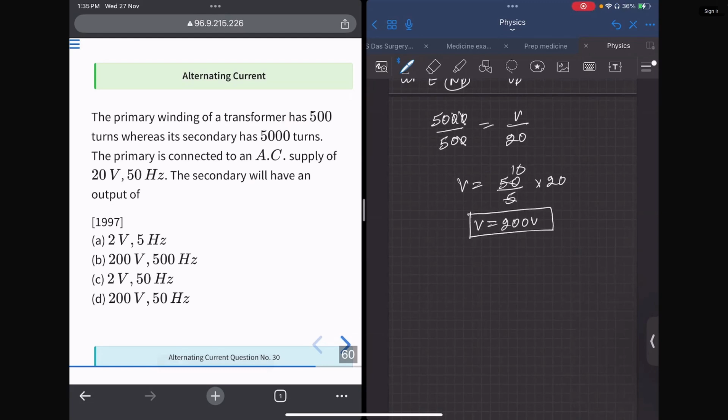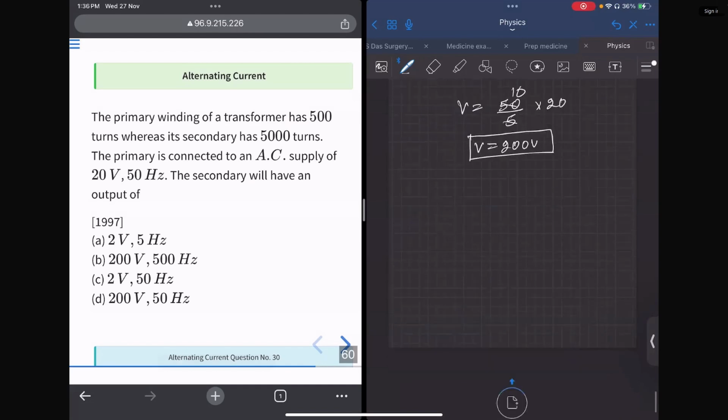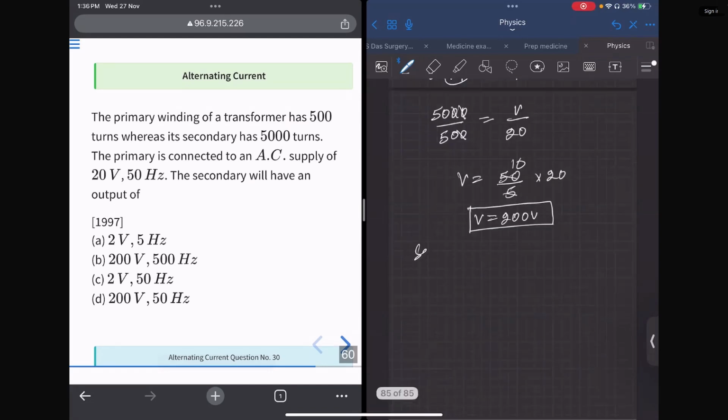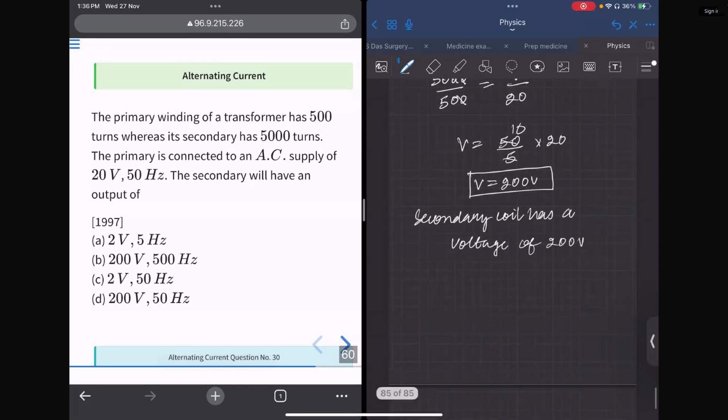So the secondary coil has a voltage of 200 volts. And this is an example of which transformer? As NS is greater than NP, K is greater than 1, which is a step up transformer.